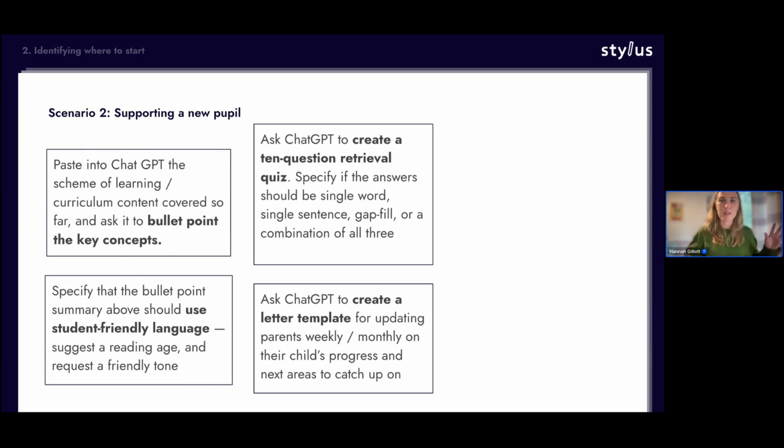So it may well be that we're then just condensing this information and saying, right, ChatGPT, I need a letter that explains this is what we've done this week. These are the areas that they've caught up on. These are the areas they're still working on. Here are some resources they're going to be working on for homework.